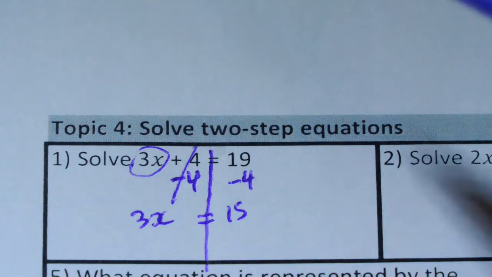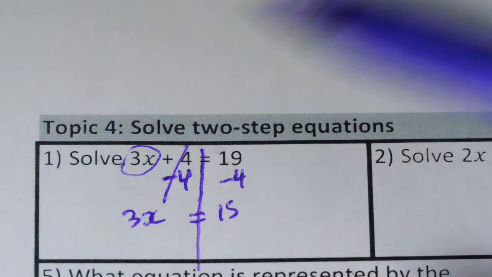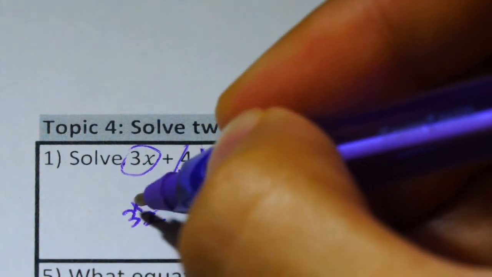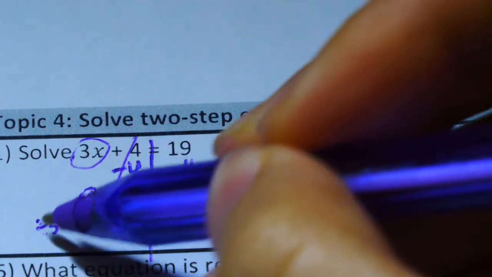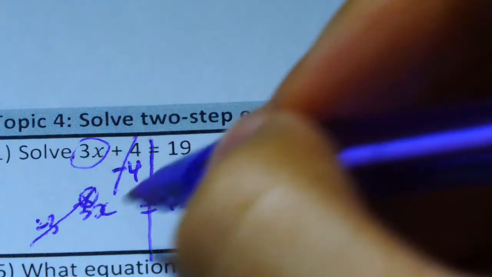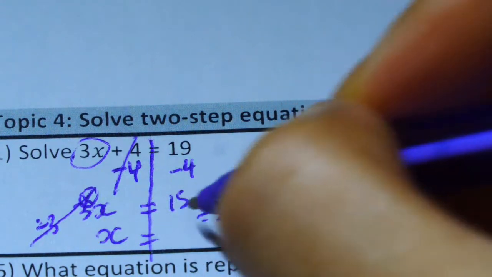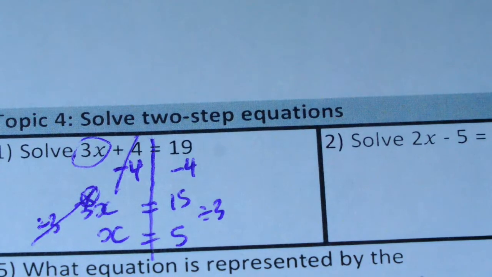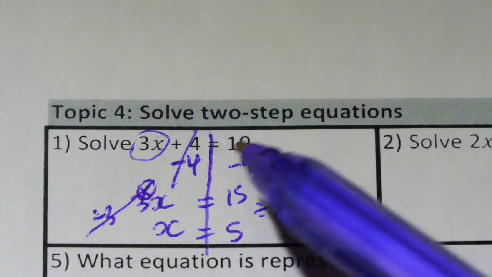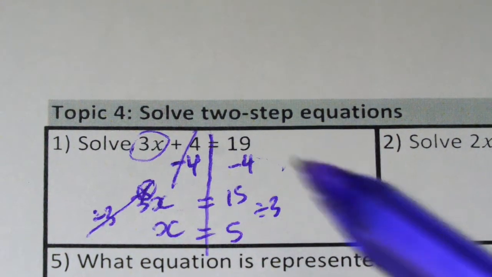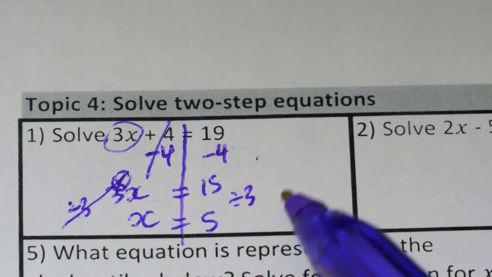And now again, where is our x? Our x is here, but we have this 3 times. So to delete 3 times, we have to divide by 3. Divide by 3. Times 3 and divide 3, we cancel. We have the x. 15 divided by 3 is 5. Okay, so this is why it's called a two-step equation, because first we minus 4 and then we divide by 3. 2 steps.